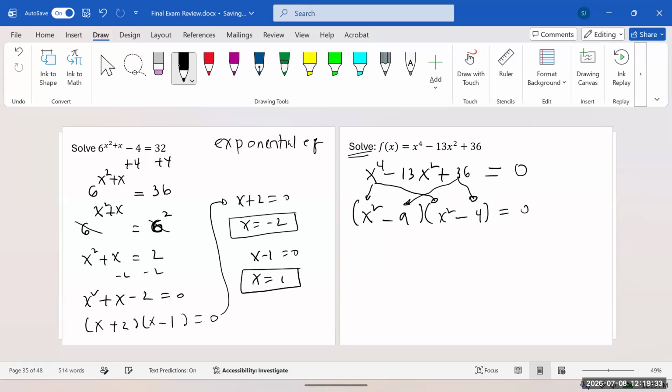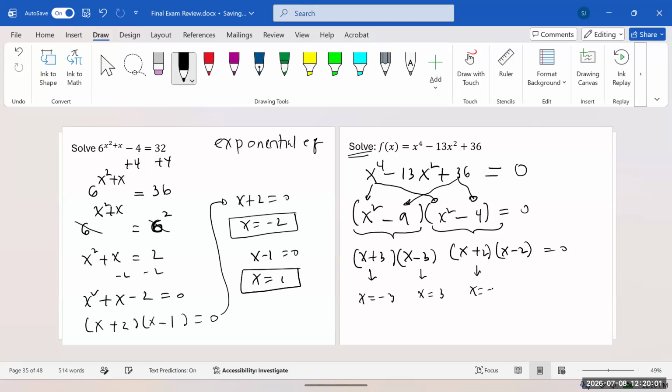And then you can factor more because both of them are differences of perfect squares. So from here, which 2 factors do we get? x plus 3, x minus 3. From the next one, which 2 factors do we get? x plus 2, x minus 2. So x equals negative 3. x equals positive 3. x equals negative 2. x equals positive 2. 4 answers.